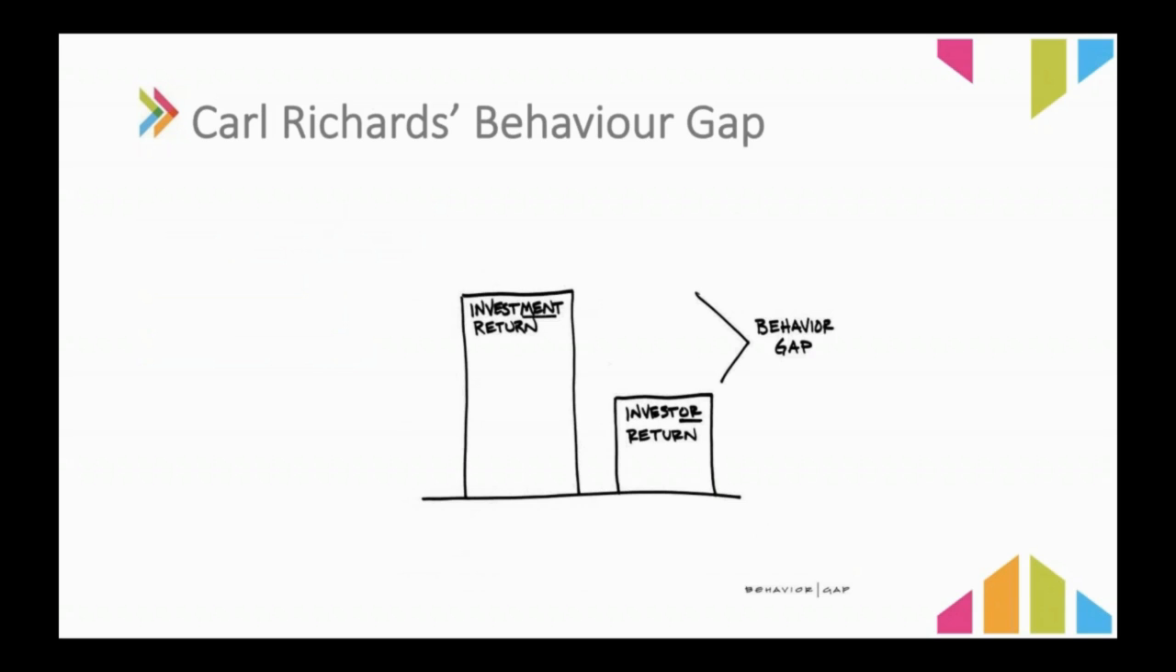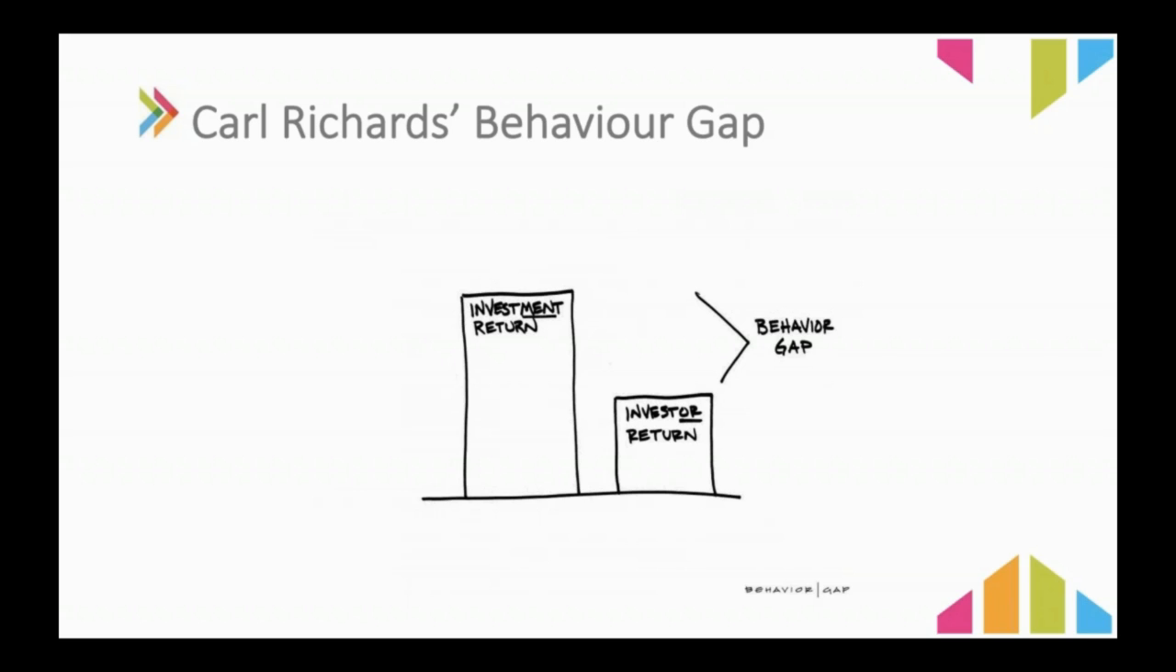This is apparently something that Carl Richards, who is a famous economist and investment advisor, drew up on a napkin at a restaurant in terms of the behavior gap. This is actually quite a powerful thought, but very simply put, if you had a stock that went from, let's say, 100 to 400, or a mutual fund that grew by 17 or 18% every year for the past 10 years, that is the investment return.